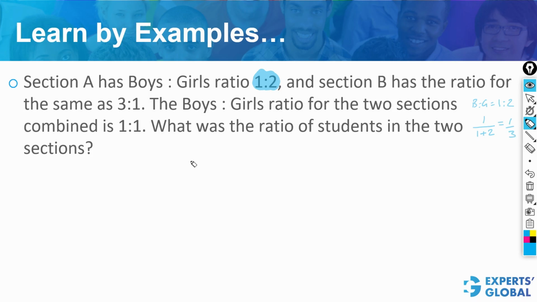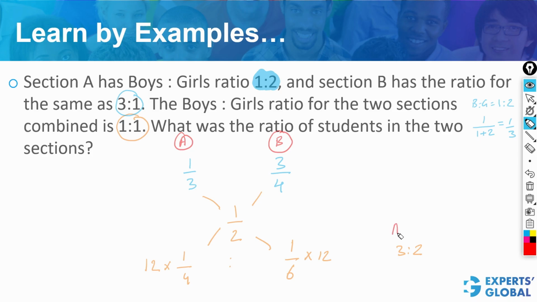Therefore, the two qualities involved here are 1 out of 3 parts and, in the second case, 3 out of 4 parts. The result is 1 out of 2 parts. Now we take the difference, we get 1/4 here, and here we get 1/6. That's the ratio. To avoid fractions, multiply both sides by 12, and the answer that we get is 3:2. The first data is for section A and the second data is for section B. Therefore, the ratio of total number of students in section A to that in section B is 3:2.